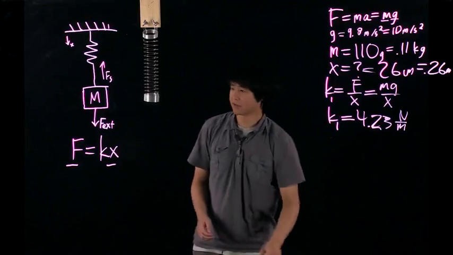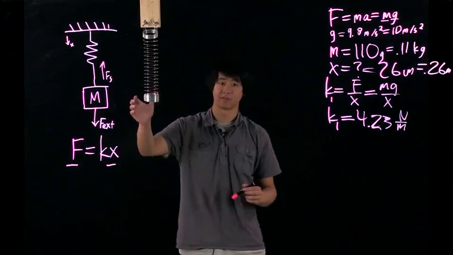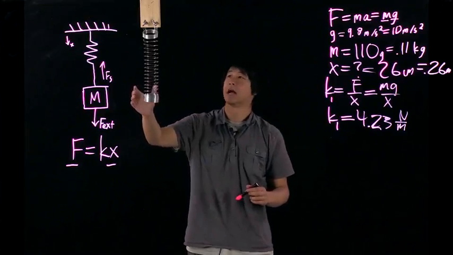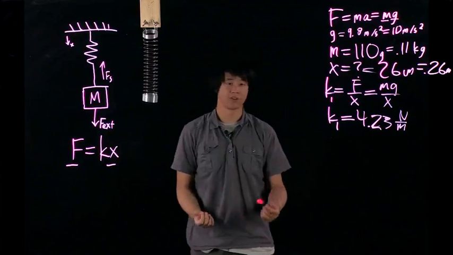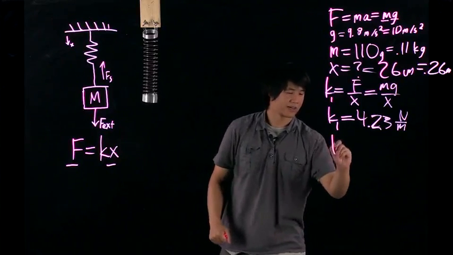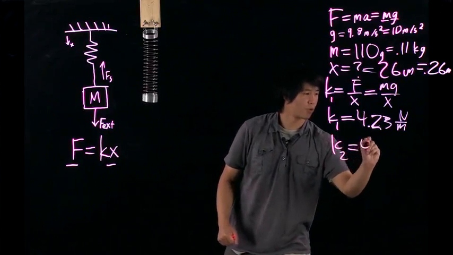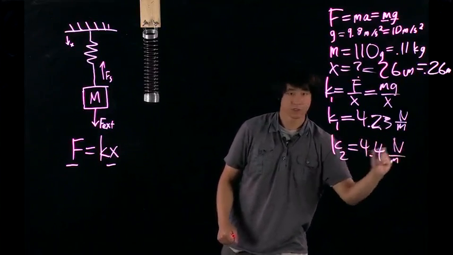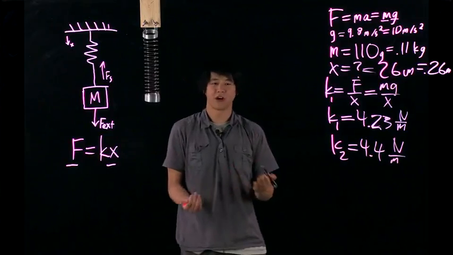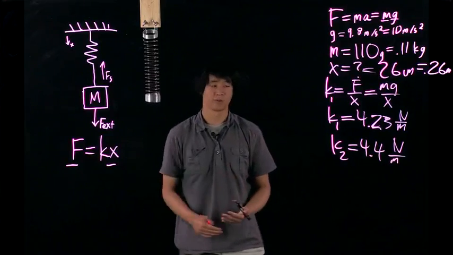Now, I did this again. Instead of bundling half of the Slinky, I bundled a third. I'm not going to do this now, but I'm going to show you the value I got, which was k2 to be about 4.4 newtons per meter. So just try to do this experiment again, but of course, change the force.